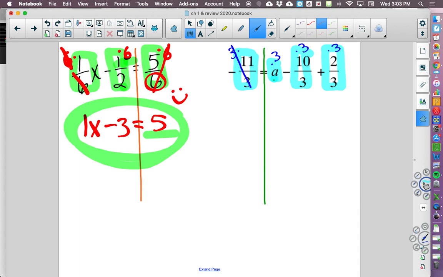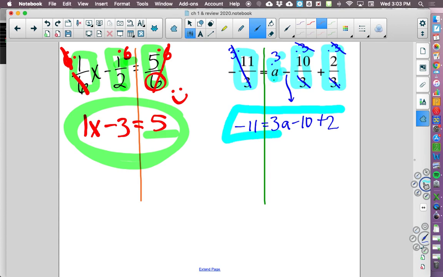3's here cancel, negative 11. Right here, 3 times A is 3A. On this one, the 3's cancel, and I'm left with a 10, and there's a negative in front of it. And on the last one, my 3's cancel, and I'm left with a 2, and that's a positive. Now, once again, this equation looks doable, whereas this equation up here is kind of scary. From here, we will do what we've been doing the last 2 units. Put the things together that match and solve for the letter.